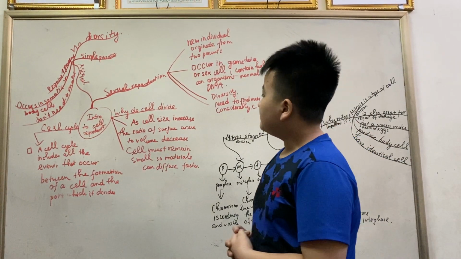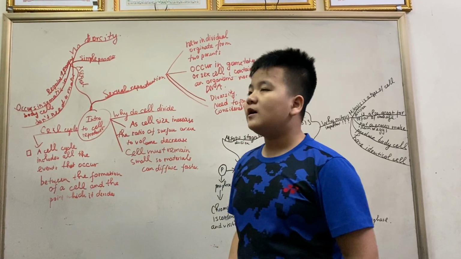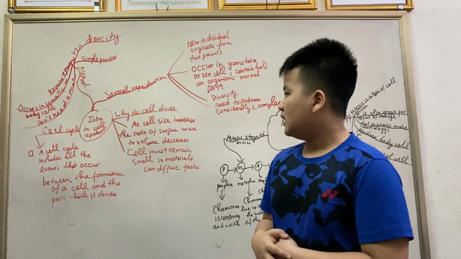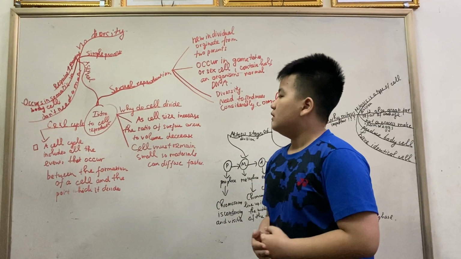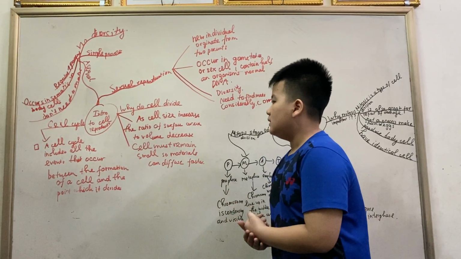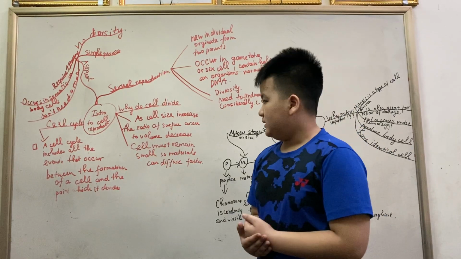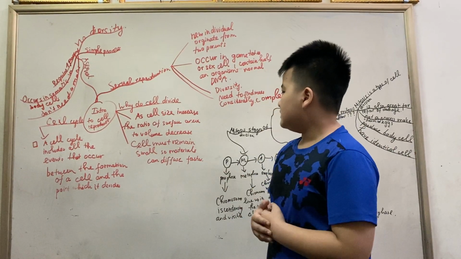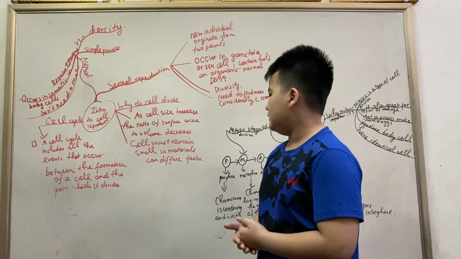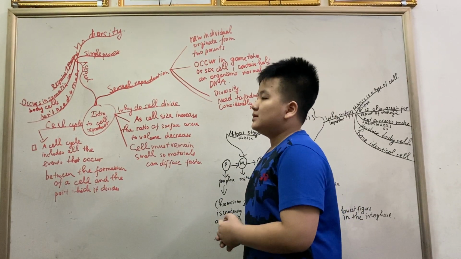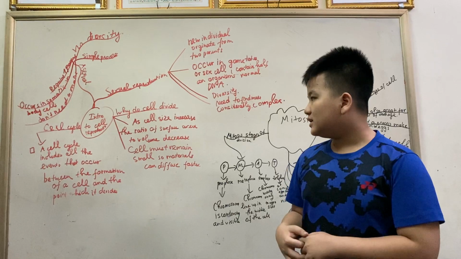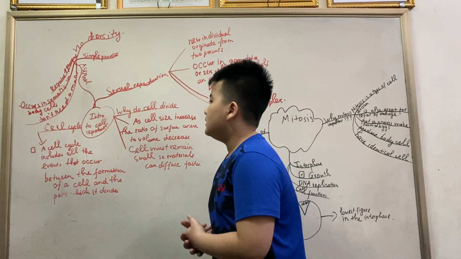Introduction first. We have a question: why do cells divide? As cell size increases, the ratio of surface area to volume decreases. Cells must remain small so that materials can diffuse faster. And the life cycle of a cell is really short, so they have to divide.